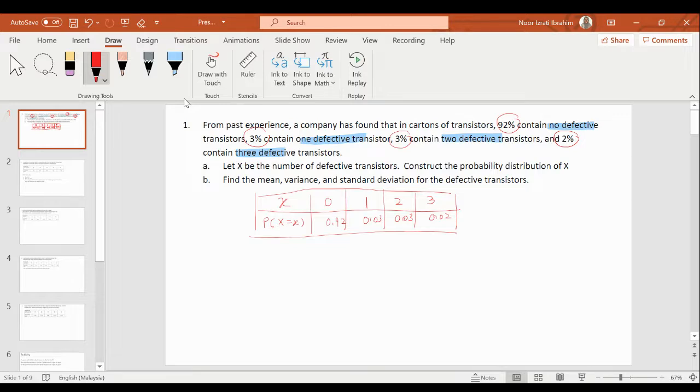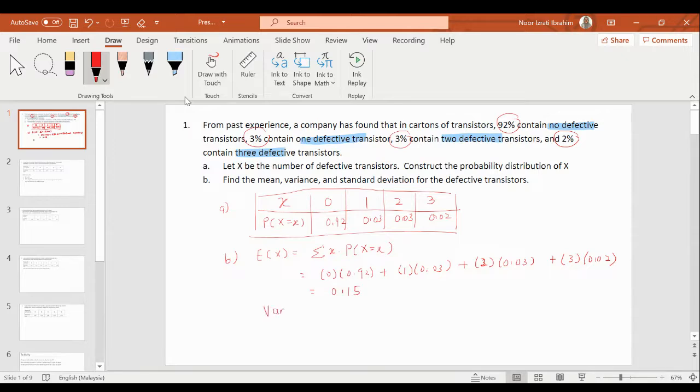B. Find the mean, variance, and standard deviation for the defective transistor. To find the mean, it will be to find the expected value of X, which is the summation of X multiplied with probability when X equals to x. Then we just multiply 0 with 0.92 plus 1 with 0.03 plus 2 times 0.03 plus 3 times 0.02, and you will get 0.15.